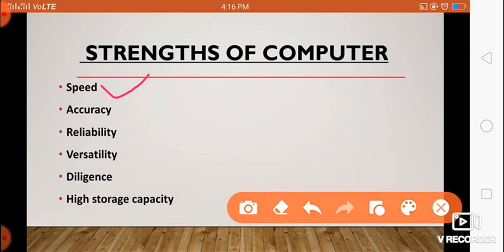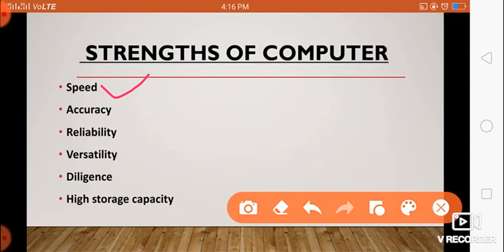We can play songs like we play from the music system, we can watch movies as we watch on the TV, we can make documents, we can design the pages, we can do so many kinds of things. We can play games, we can make pictures. So there is a variety of things that we can do using a computer.